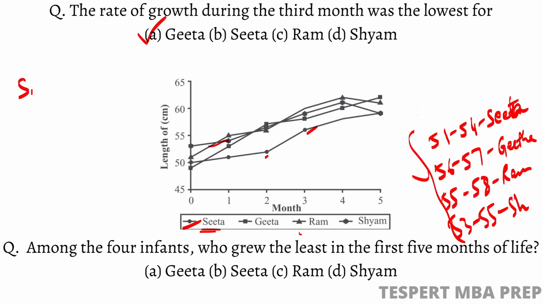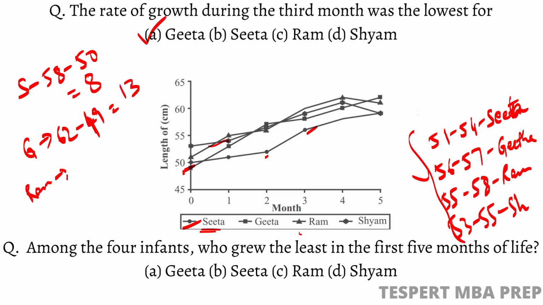So for Sita, the final value is around 58 and the initial value is 50. So this difference is 8. And for Geeta, the final value is touching 62 and the initial value is almost 49, so the difference is 13. And for Ram, the initial value is 51 whereas the final value is around 61. So 61 minus 51 is equal to 10.